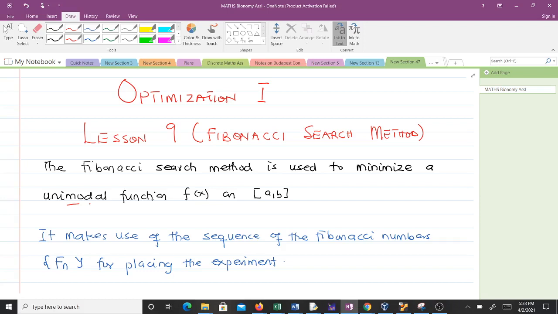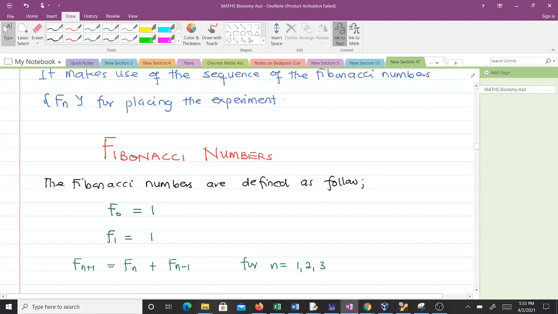And that means before you can really understand and know how to use the Fibonacci search method, you have to know how to generate the Fibonacci numbers. So let's briefly talk about the Fibonacci numbers. The Fibonacci numbers are defined as follows. We have f0 to be 1, f1 to be 1, and from there we have f subscript n plus 1 is equal to f subscript n plus f subscript n minus 1.